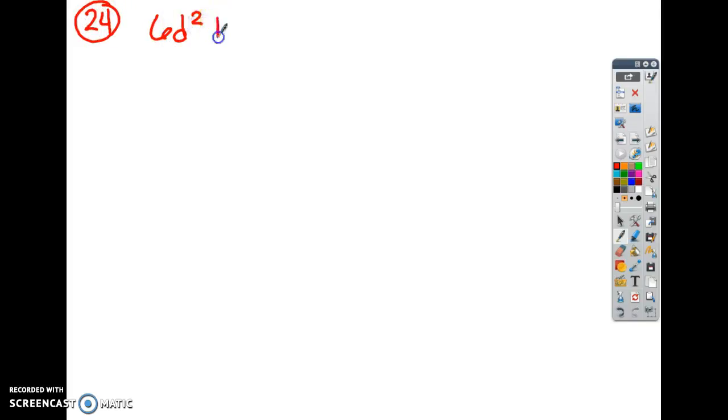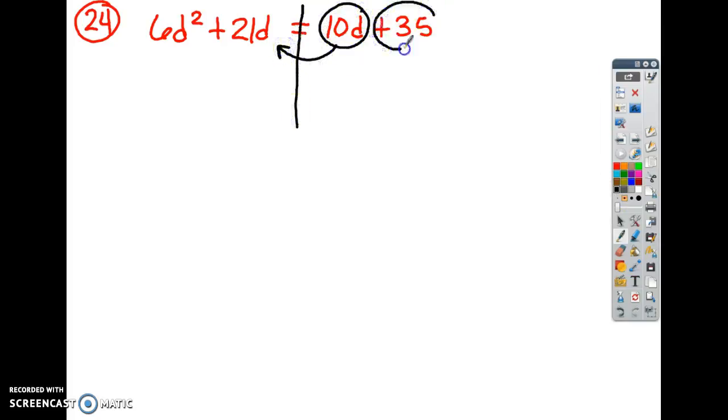6d squared plus 21d equals 10d plus 35. And that's not what we want. We want it to equal 0, so I need to move everything to the other side. What happens when you move from one side to the other side? The signs change. So I'm going to subtract 10d from this side, right? Subtract it from this one because they look alike. And I'm also going to put a -35 over here. -35.